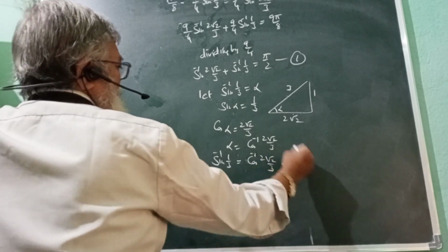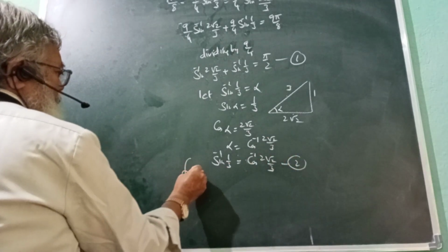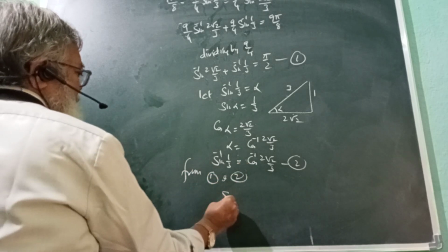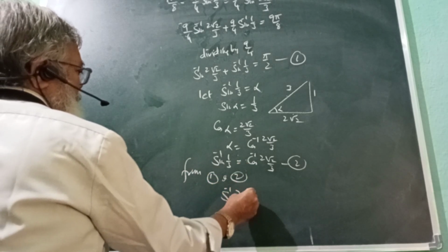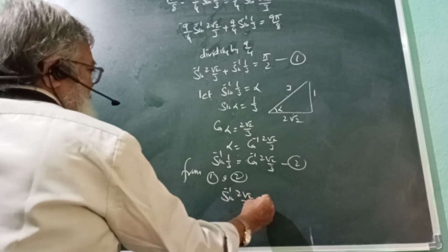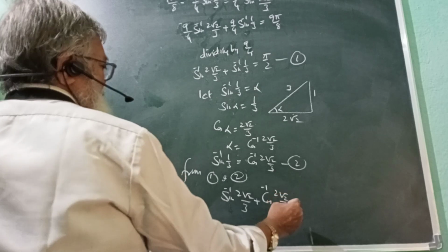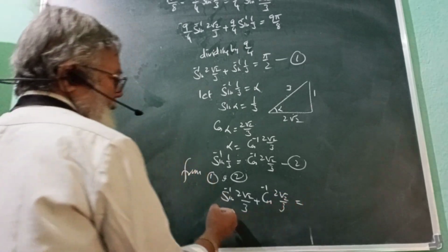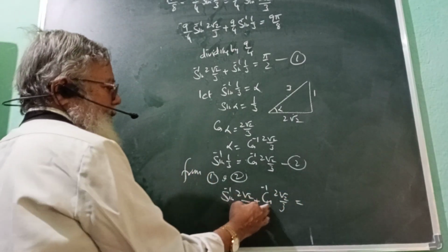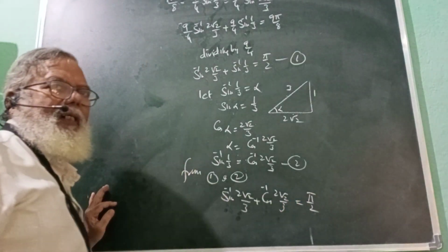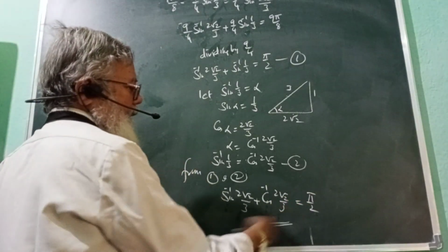Substituting in equation 1, it is sine inverse of 2 root 2 by 3 plus cos inverse of 2 root 2 by 3, and by the formula sine inverse x plus cos inverse x is equal to pi by 2. That formula is already there, so that gives the required result.